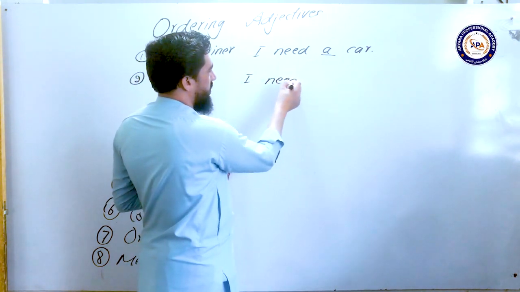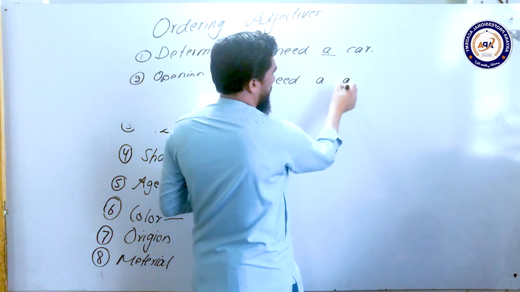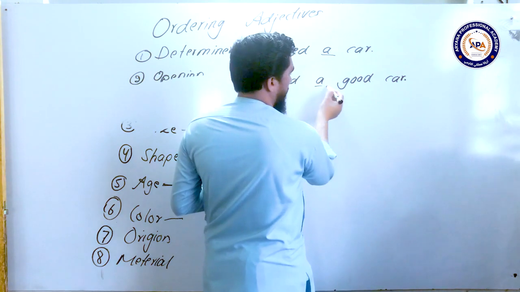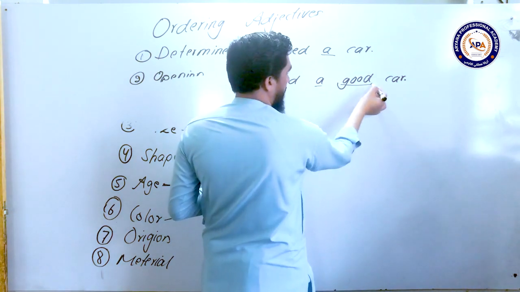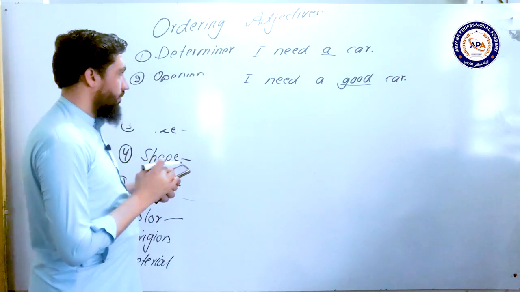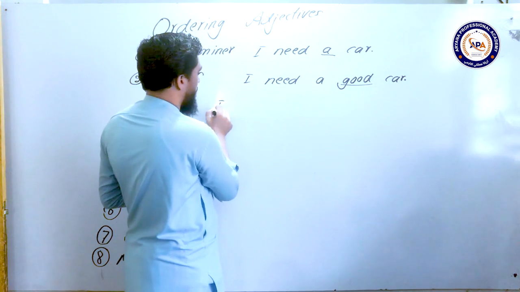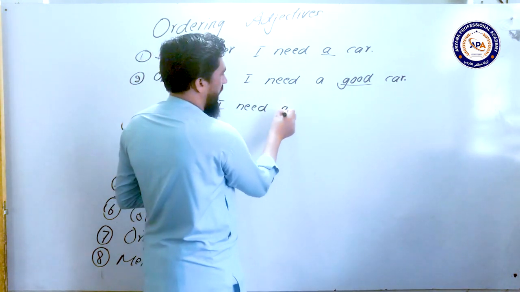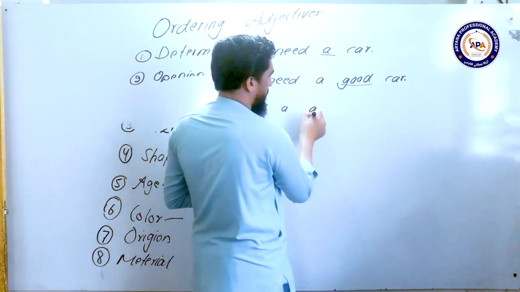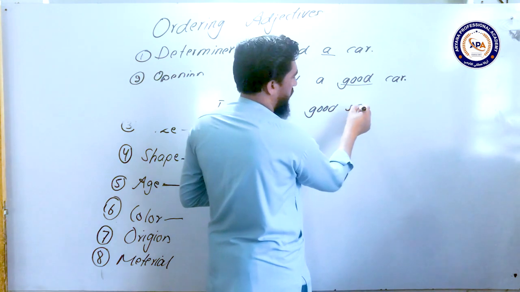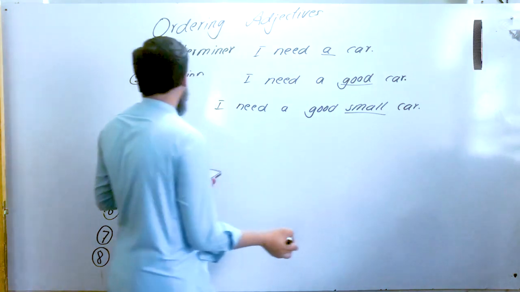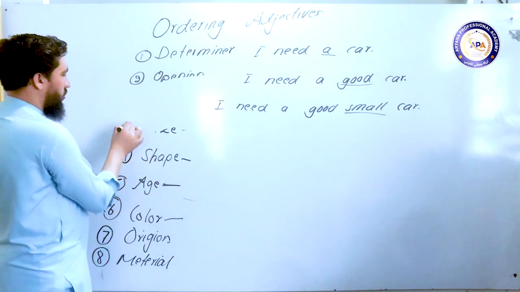I need a good car. Oh, articles are determiners there. A good car. Yeah. I need a good small car. So small shows the size.